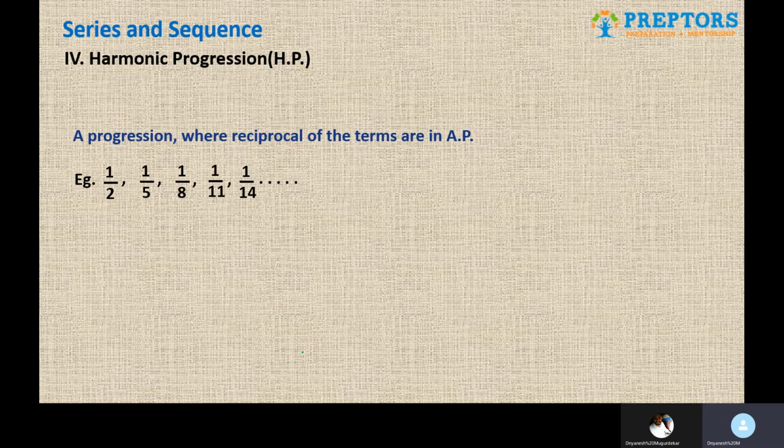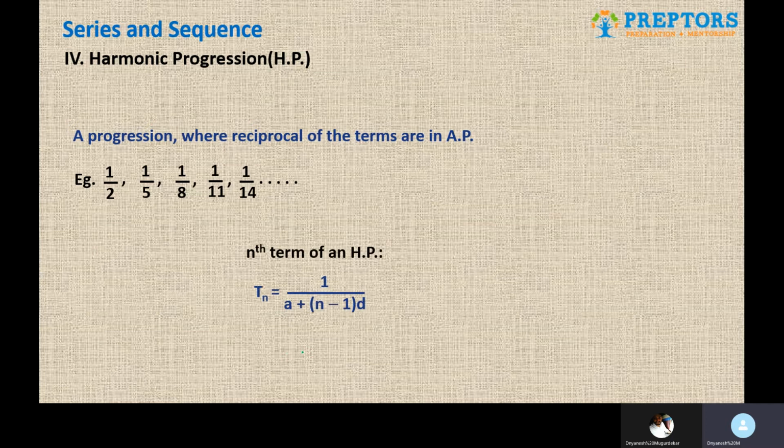Why so? Because when you consider their reciprocals, which will be what? 2, 5, 8, 11, 14, and you will realize that 2, 5, 8, 11, 14 are in arithmetic progression, and hence whenever reciprocals are in arithmetic progression, the series is called a harmonic progression. And the good thing about this is there is just one formula that you need to know, which is the nth term of the harmonic progression.